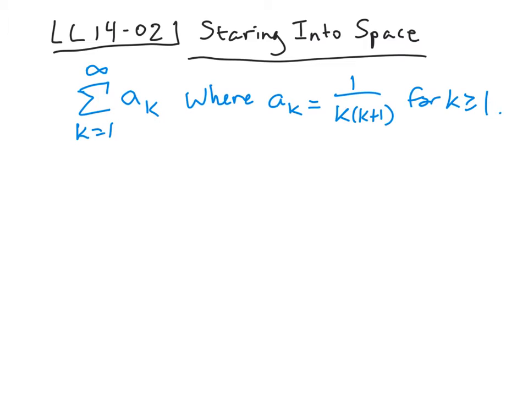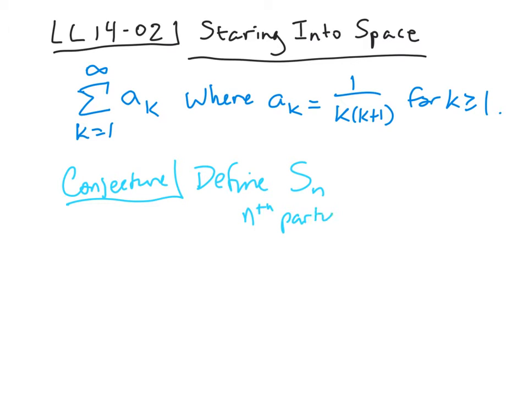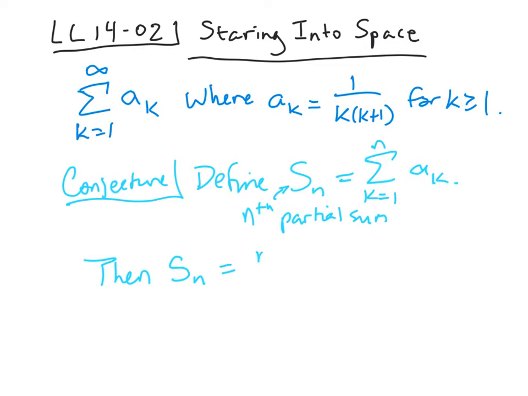So last time, you'll remember, we came up with this conjecture: that if we define S sub n, the nth partial sum, to be the sum from k equals 1 to n of a sub k, so the sum of the first n terms of our series, then S sub n is equal to n over n plus 1 for all n greater than or equal to 1.